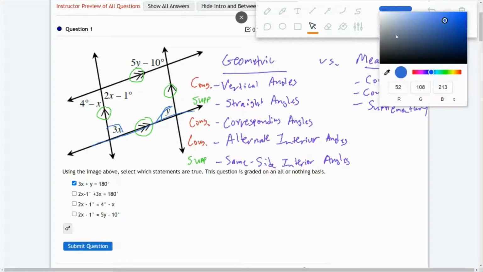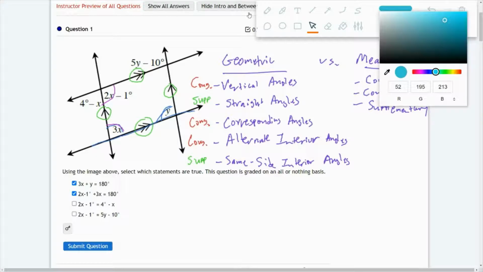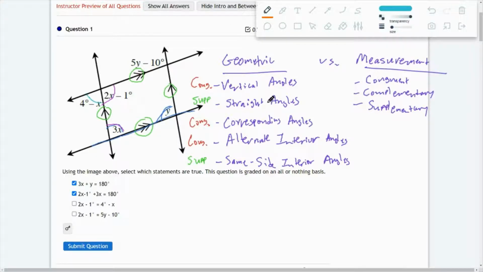Now I'm looking at 2x minus 1 plus 3x is equal to 180. So this one plus this one is equal to 180. And again, same idea here. These are between the two parallel lines. They're on the same side of the transversal. So yes, they are supplementary. They add to 180. 2x minus 1 is equal to 4 minus x. So comparing this angle right here and the angle right next to it. Well, keep in mind, whenever angles are right next to each other, they make a straight angle. So they shouldn't be equal to each other. Instead, they should add to 180. So this one is not going to work.